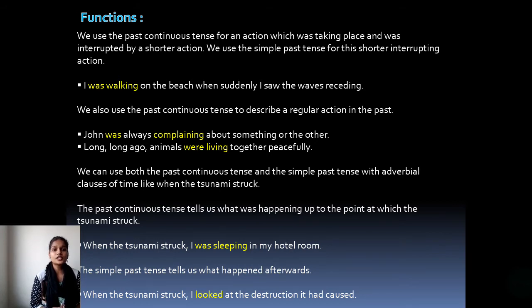Now we also use the past continuous tense to describe a regular action in the past. वो एक regular action जो past में होता था उसके लिए भी we use past continuous tense. Like, John was always complaining about something or the other. John जो है वो हमेशा किसी न किसी चीज पे complain करता है. That is a regular action. Like, long ago, animals were living together peacefully. पहले जो animals जो है आपस में peacefully रहते थे. So it was an action in the past, but it was a regular action in the past. So we use past continuous tense here.